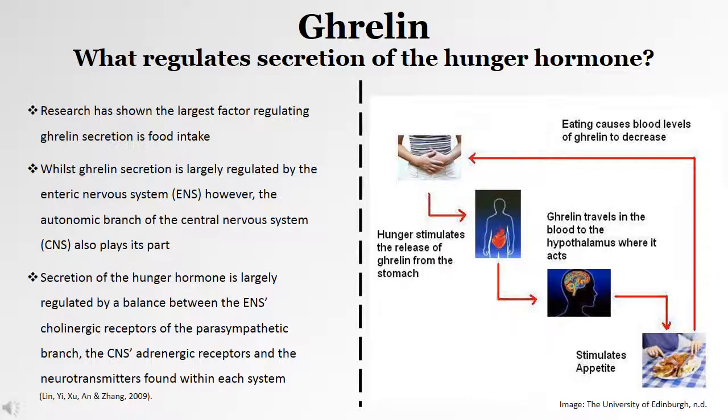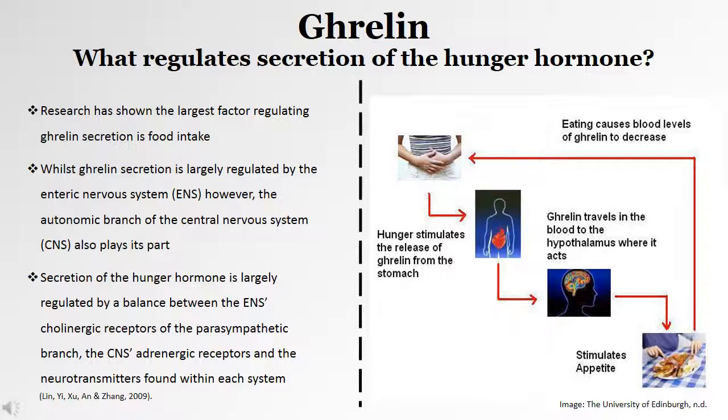The largest factor regulating ghrelin secretion is food intake. Ghrelin surges prior to a meal and quickly falls soon after. Whilst ghrelin secretion is largely regulated by the enteric nervous system, which operates autonomously of the central nervous system, the autonomic branch of the central nervous system does play its part.